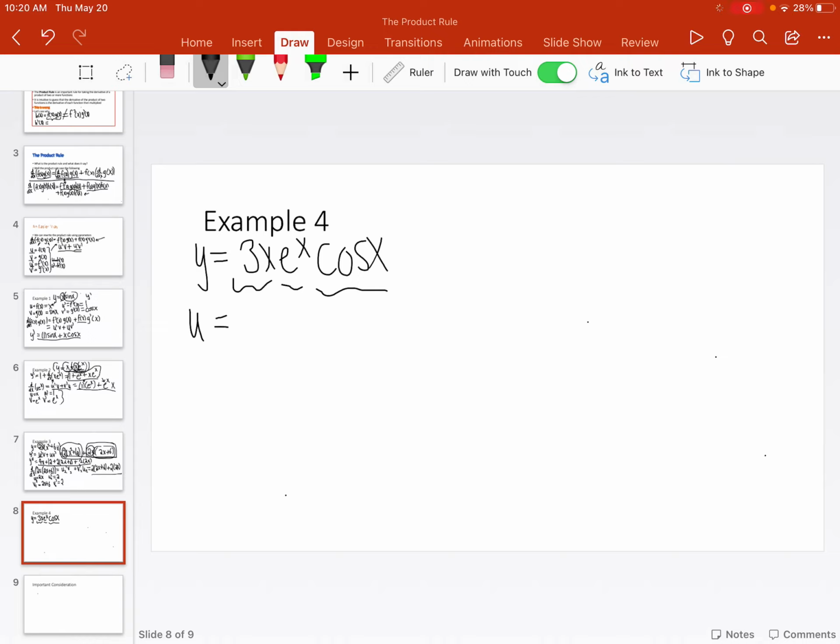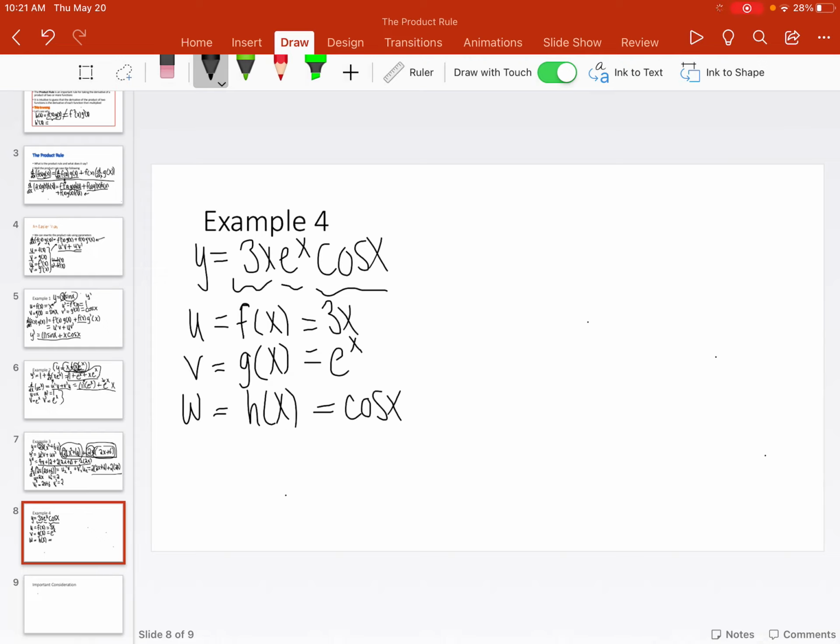So u is equal to f of x, and we're going to say that's equal to 3x. We just picked one. And we're going to say v is equal to g of x, and that's equal to e to the x. And we're going to say w is equal to h of x, which is equal to cosine x. There we go. We've done part of the work.